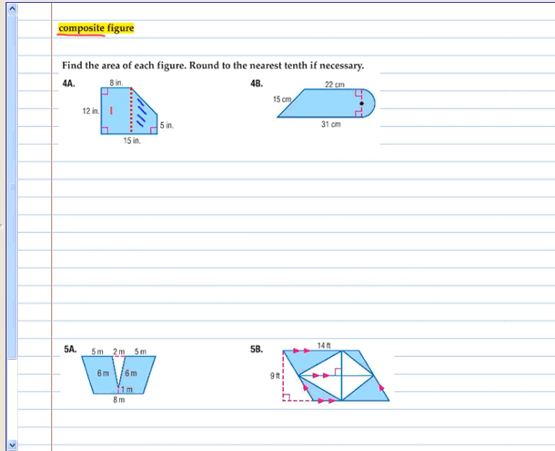Let's call this area 1 and this area 2. Area 1 is what shape? A rectangle. So I'm just going to go 8 times 12. Area 2 is a trapezoid. What's the formula for the area of a trapezoid? 1/2. I like your base 1 plus base 2, but I need half of something first. Half the height. 1/2 the height.